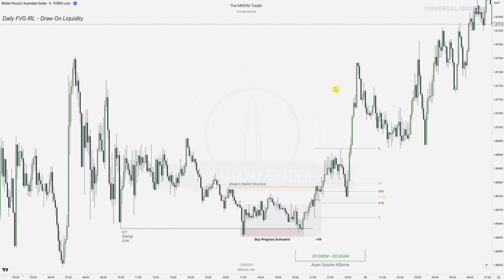So the drawn liquidity is still from our long-term perspective, right? The why should price go there, right? We already did external on our higher time frame. Now we're going to go to internal, and that is still our drawn liquidity until we reach it.